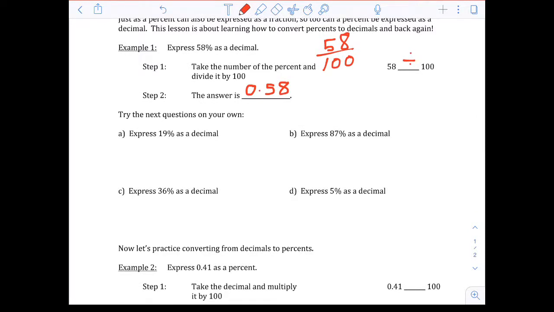So if I have 19% as a decimal, that means 19 out of 100, or 19 divided by 100, which is 0.19, which makes sense. It's less than 1. 19 out of 100 is less than 1 whole. And we can continue this through, and you'll start to see some patterns here. 87% could be 87 out of 100, or 0.87.